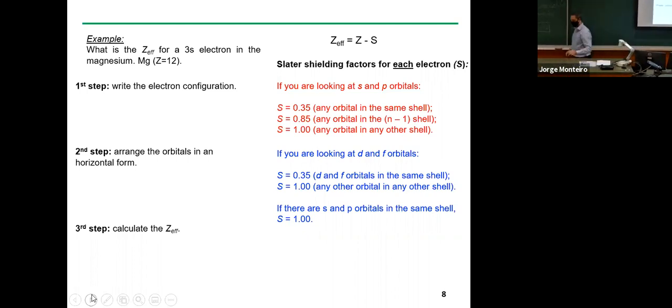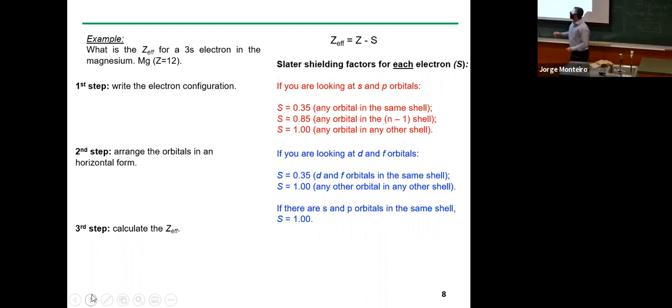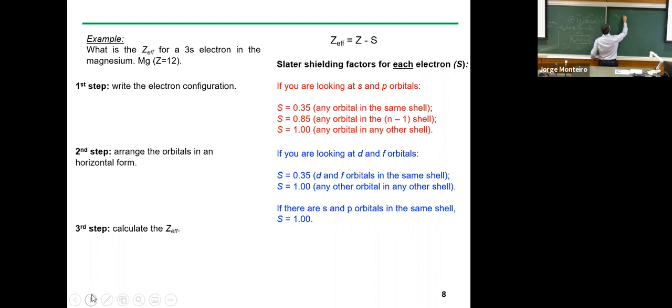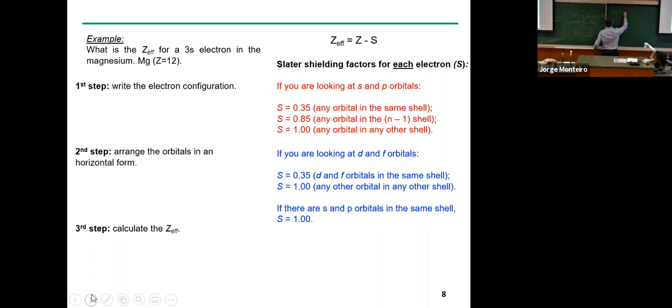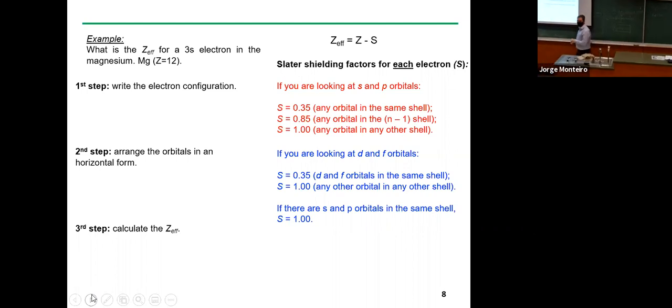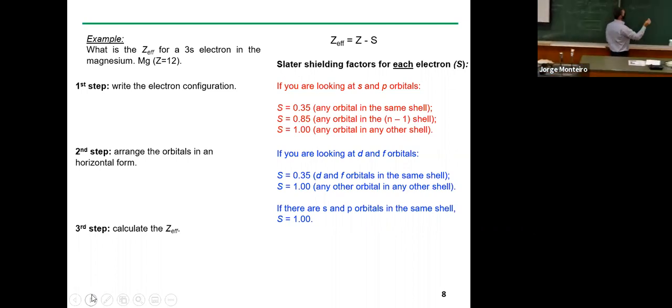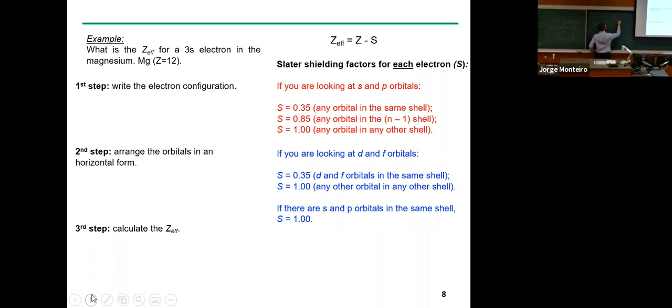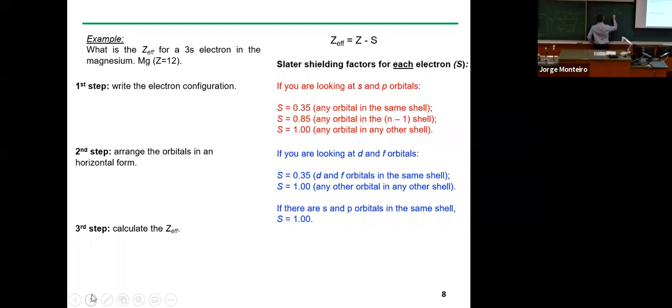All right, let me set up the problem. We are looking now at magnesium. Z is 12, and we want to determine the effective nuclear charge felt by a 3s orbital. The first step is to write the electron configuration. So 1s2, 2s2, 2p6, 3s2.